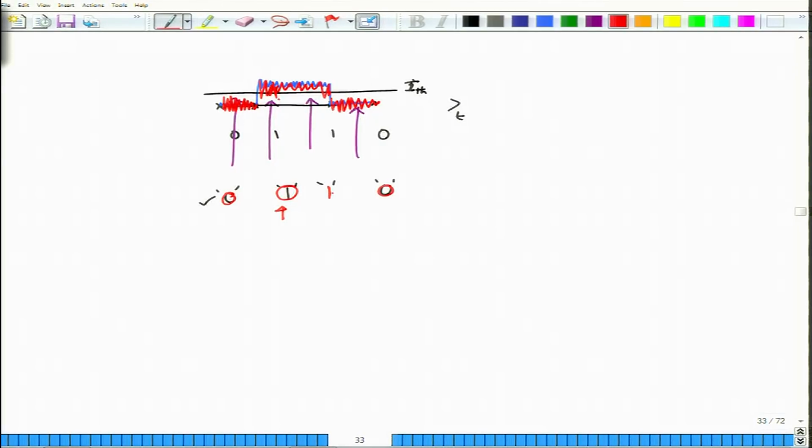Now you can overcome this problem by moving the threshold up. But what is the optimum value of the threshold depends on the statistics of the noise itself. We are going to look at a couple of expressions and then tell you how the threshold value can be obtained in the next module. Thank you very much.